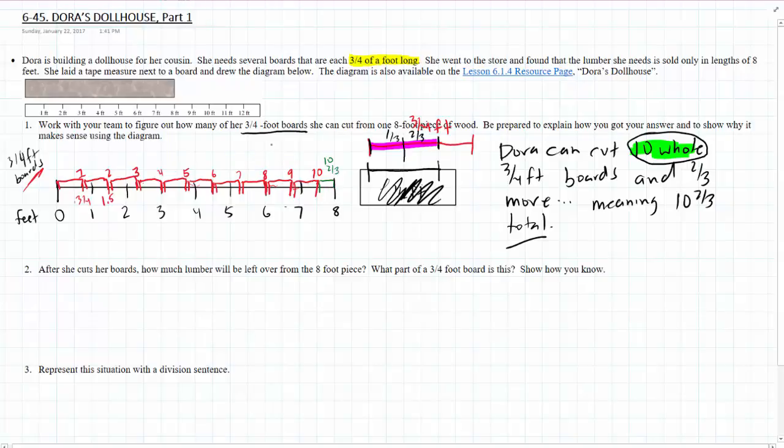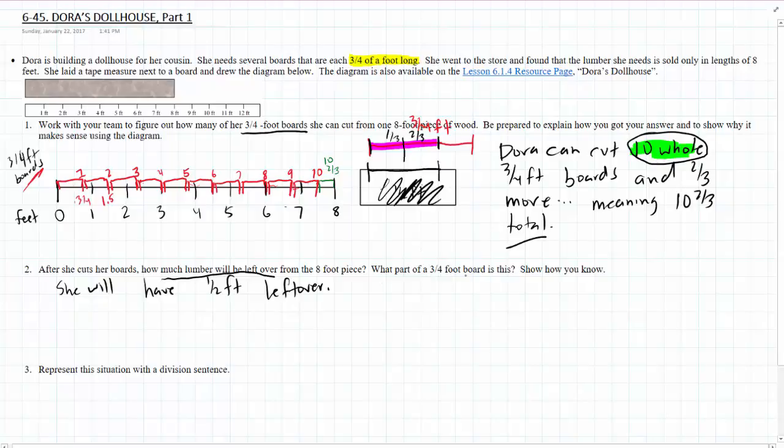How much was left over? So how much lumber is left over? Well, we talked about that. We have from 7.5 feet to 8 feet. So she will have half a foot left over.